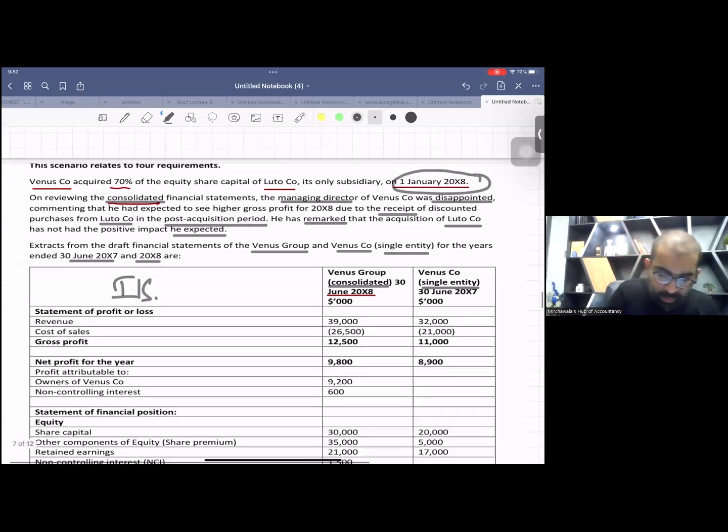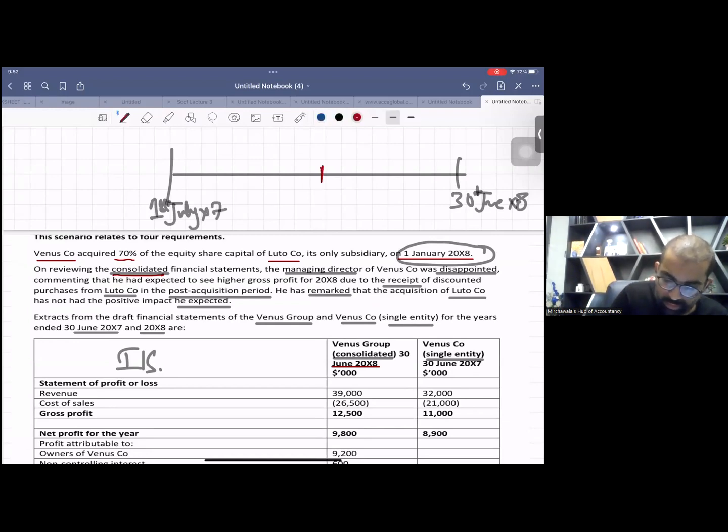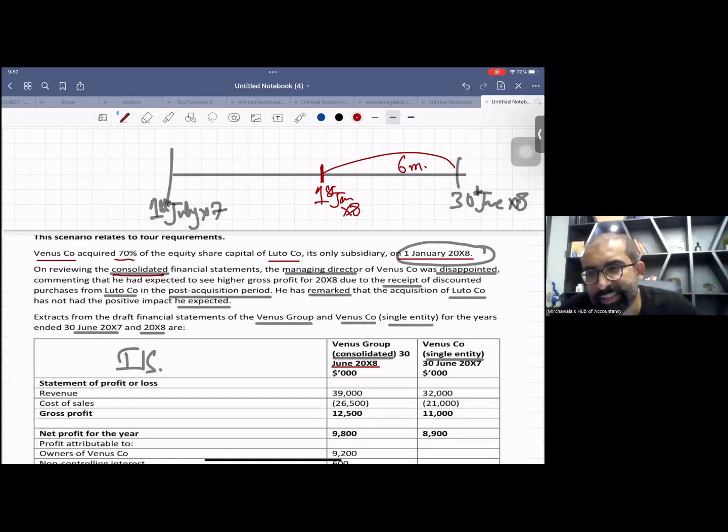Just use your brain. Look here. This is your accounting period, which ends 30th June X8, starting on 1st July X7. And you know the takeover date is 1st January X8. So they must have consolidated 6 months of sales and 6 months of cost of sales of S company. So in this consolidated income statement, only 6 months of data of S company is added. You guys know this accounting now.